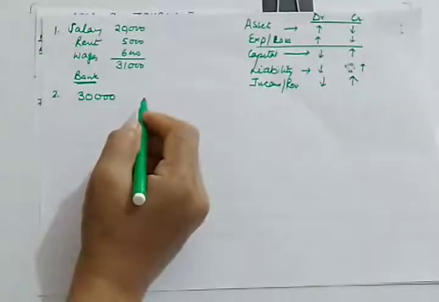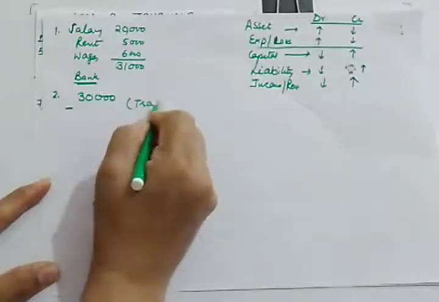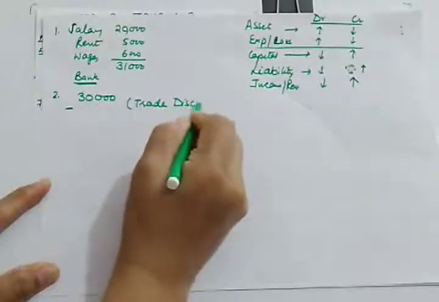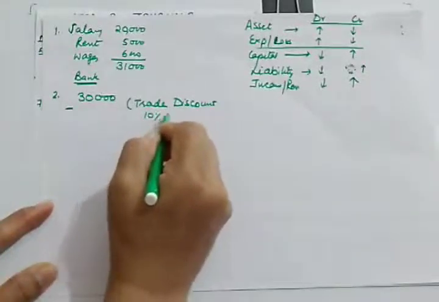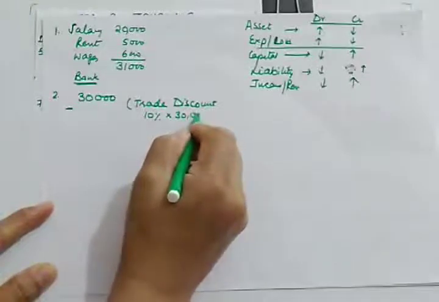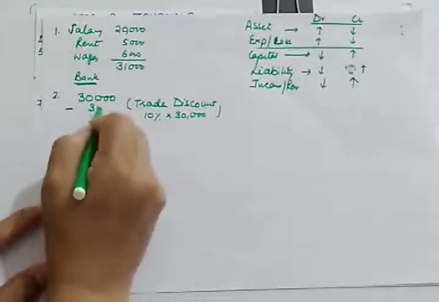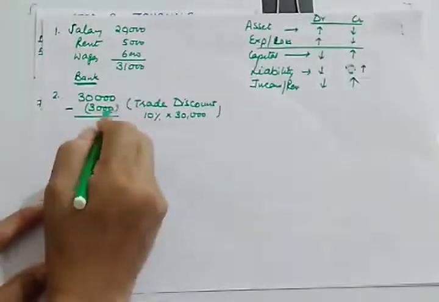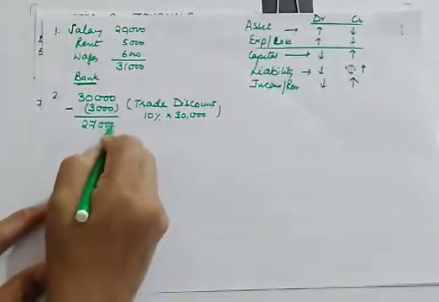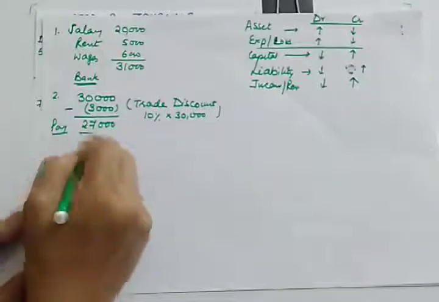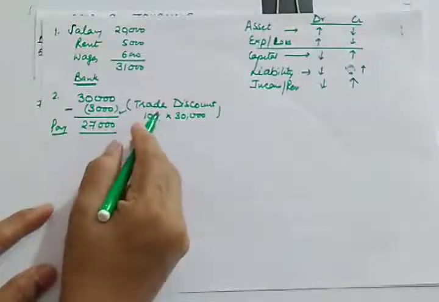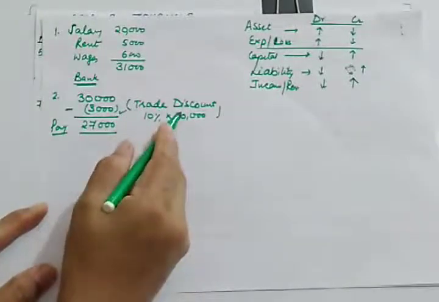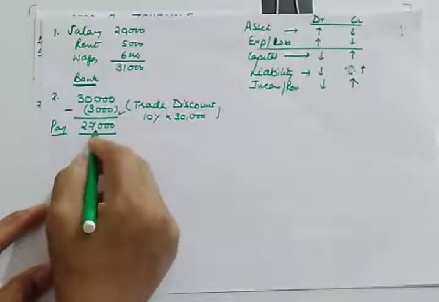So I told you whenever trade discount is there, you need to deduct this trade discount first. So trade discount here is how much? It is 10% on invoice price 30,000. So 10% of this will be 3,000 will be deducted, and then now you are required to pay 27,000 after getting a discount of 3,000. Though there is no journal entry of trade discount, there is no recording of trade discount, but it has to be deducted from the invoice.